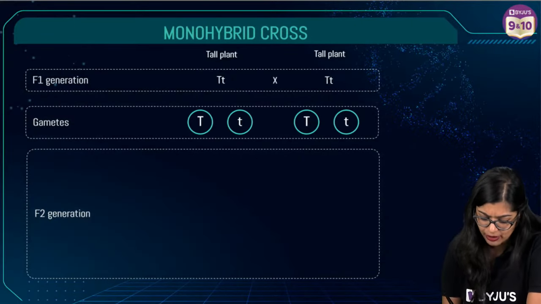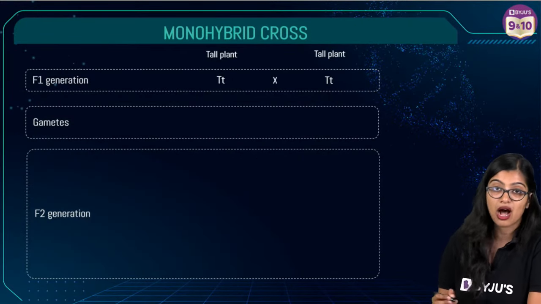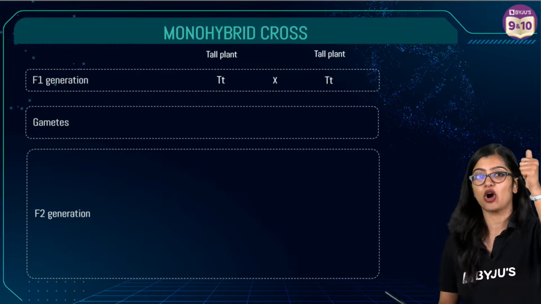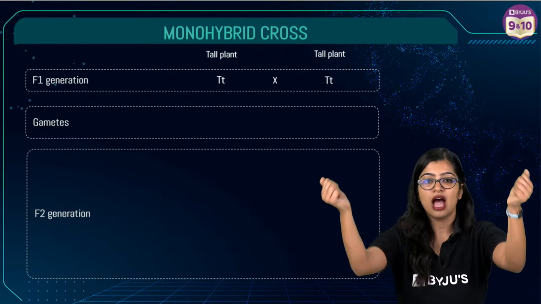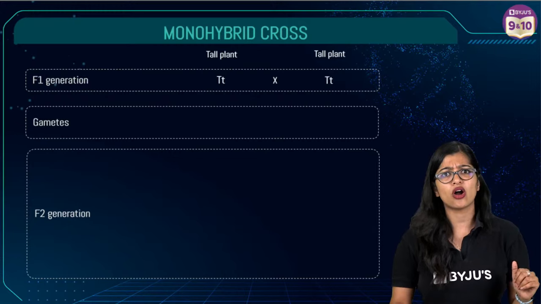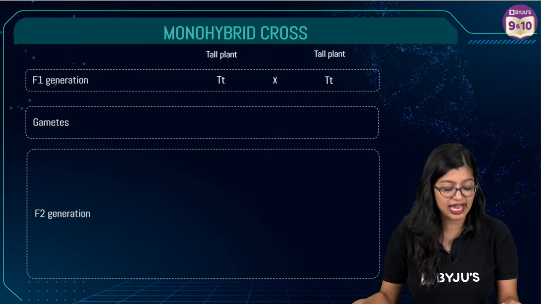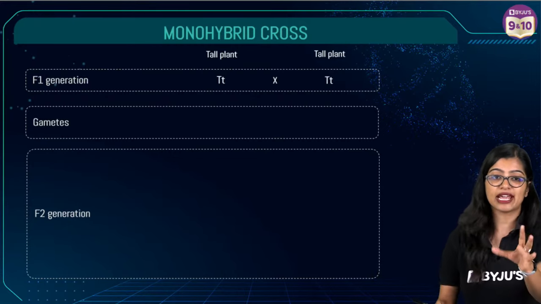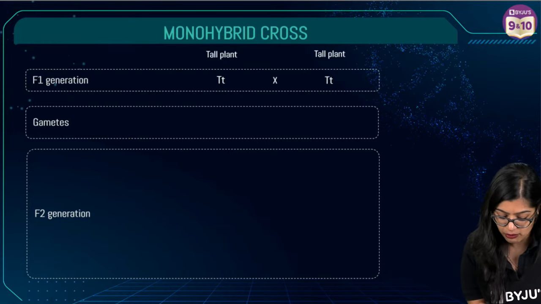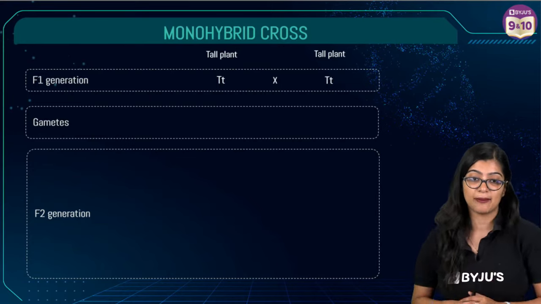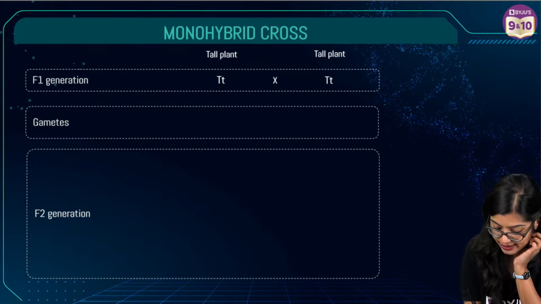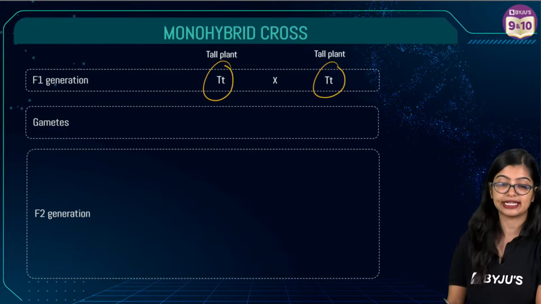So now when we do the Punnett square, we understand that all of them are tall. Now what did Mendel do? He's like, okay, I took a pure tall plant and I took a pure dwarf plant. I combined these two together. It gave me all tall plants. So he's like, why not take all these plants in my F1 generation and cross them? So now you have two parents. Your F1 generation has become the parent, right? So you have two tall plants which are heterozygous, that means capital T, small t, capital T, small t.